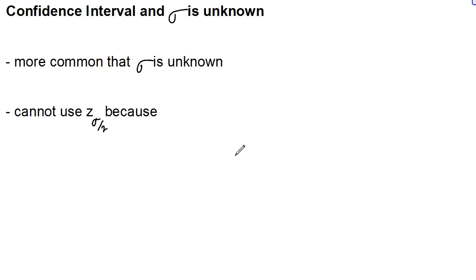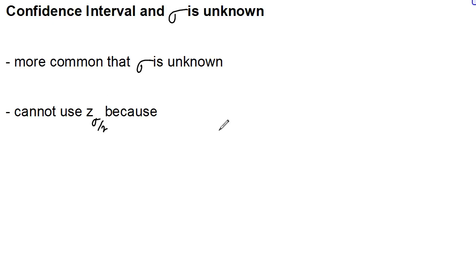In this video, we're going to continue discussing confidence intervals, but what we're going to discuss here is when we do not know what sigma is, what the population standard deviation is. And it's more common than not that we do not know what the population standard deviation is. The reason for that is most of the time we don't have the population, therefore we don't know what the population mean or the population standard deviation is. So most of the time we're not going to know what sigma is. And if we don't know what sigma is, we cannot use the z alpha divided by 2.